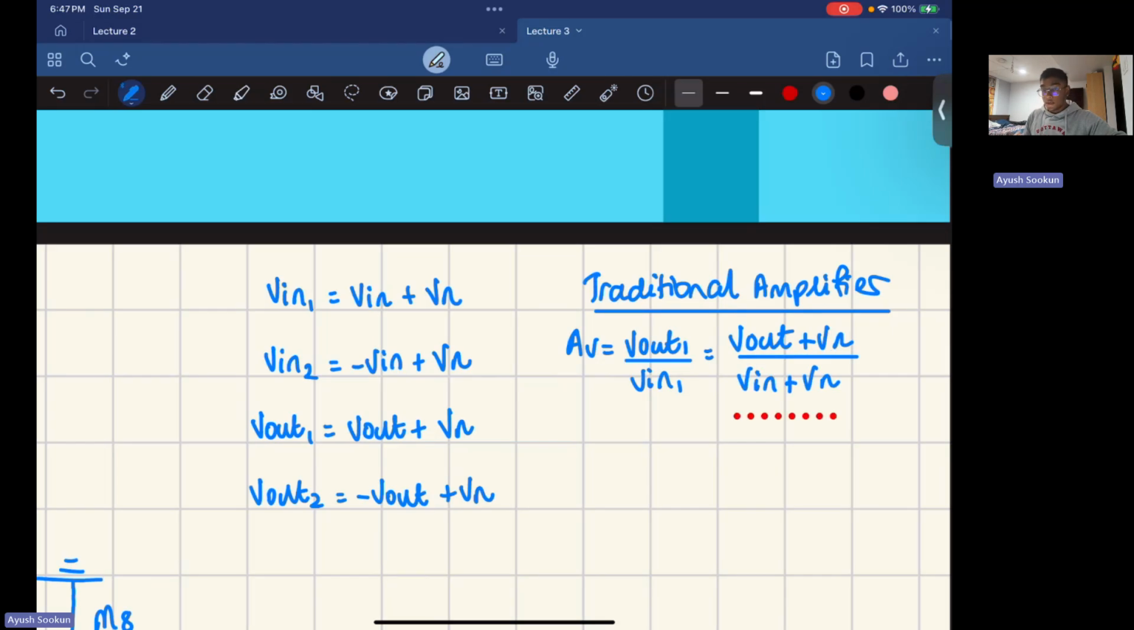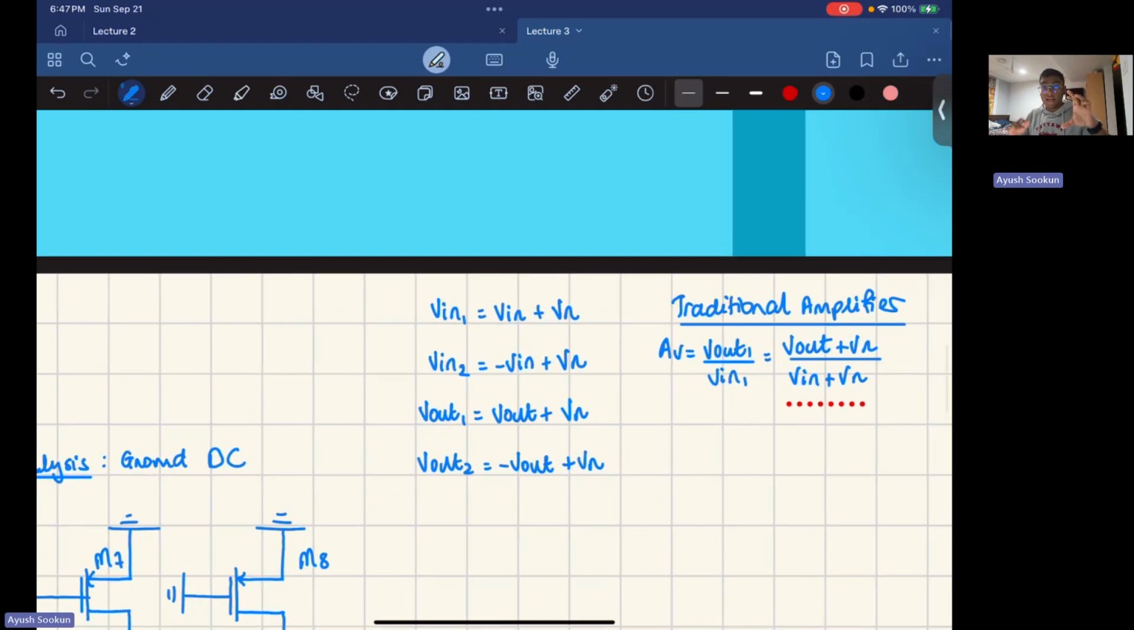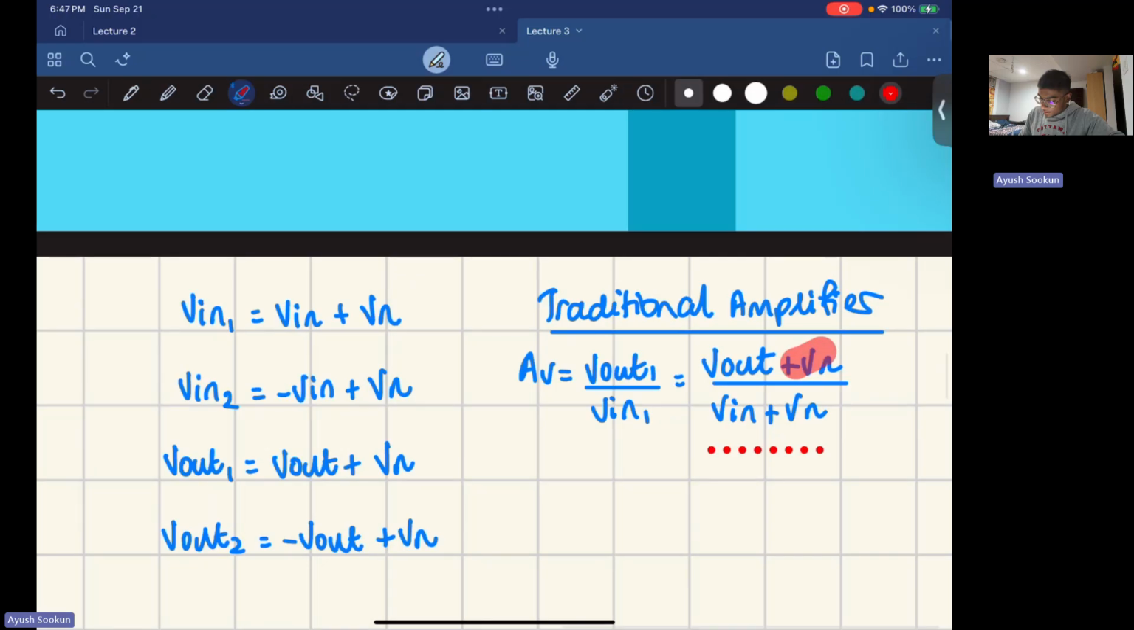So you look at that. The noise is in the gain, right? The gain is composed of the noise. We do not want that. We want a gain to be a gain, right? We don't want the noise in there. So I'm just gonna highlight this in red to say, hey, this is a big no-no. We do not want this, right?